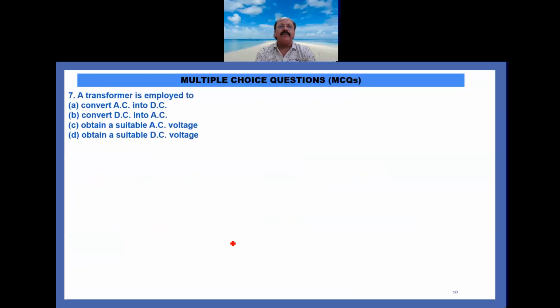Now, question number 7. A transformer is employed to. Options are A, convert AC into DC, B, convert DC into AC, C, obtain a suitable AC voltage, D, obtain a suitable DC voltage. So choose the correct answer. AC transformer is employed to obtain a suitable AC voltage. So option C is correct.